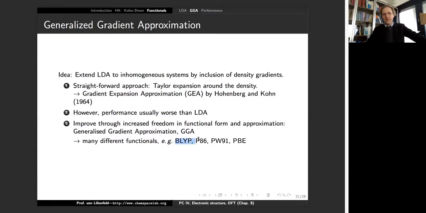the BLYP, the P86, the PW91, PBE. Typically, these letters stand for the first letters of the last names of the authors that developed this. So BLYP is the Becke, Lee, Yang, Parr functional. So these are four famous theoretical chemists. P is Perdew, Perdew-Wang. This is Perdew, Burke, and Ernzerhof. And if there's a number attached to it, typically it's the year in which this functional was published. Okay.